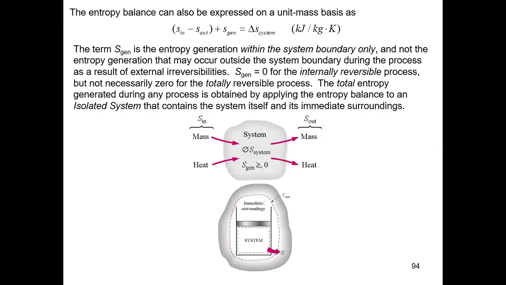The term S generated is the entropy generation within the system boundary only, and not the entropy generation that may occur outside the system boundary during the process as a result of external irreversibilities. S generated is equal to 0 for the internally reversible process, but not necessarily 0 for irreversible processes.